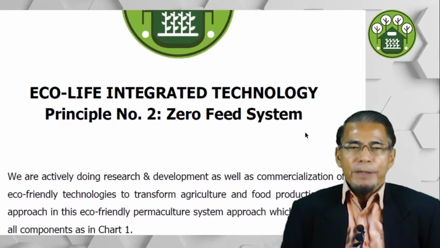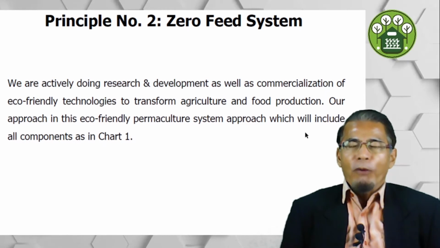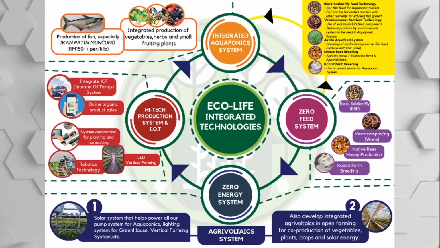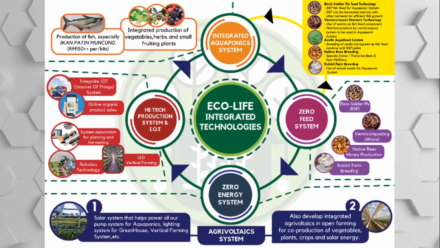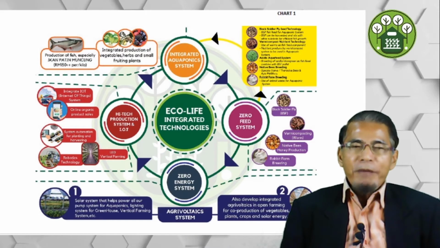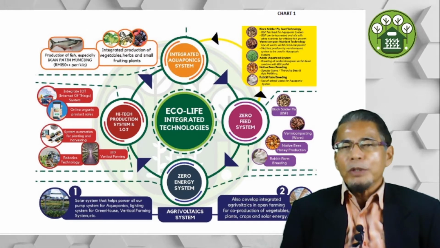Today we are going to give more information on Ecolife integrated technology, principle number 2, that is the zero feed system. As you know, in our chart, we have explained to you the 4 principles of Ecolife integrated technology. From the chart, we can see that our basis of Ecolife integrated technology is the integrated aquaphonic system. So we have developed the modular Ecolife modular aquaphonic system, 4 levels, that is the micro model, the mini level, and the commercial model.